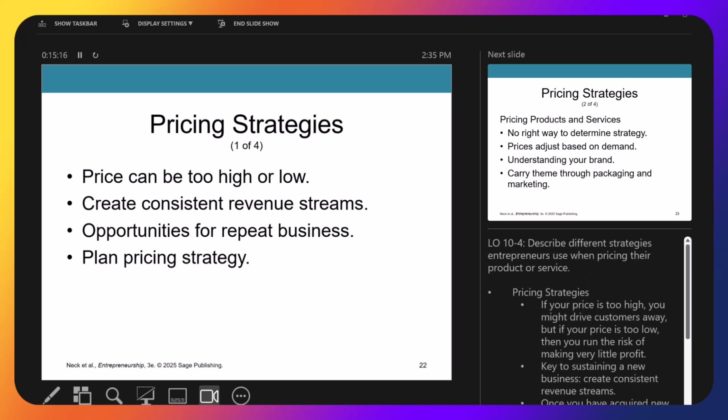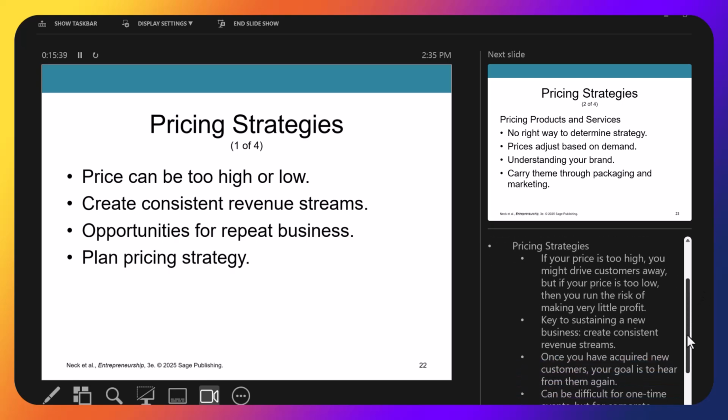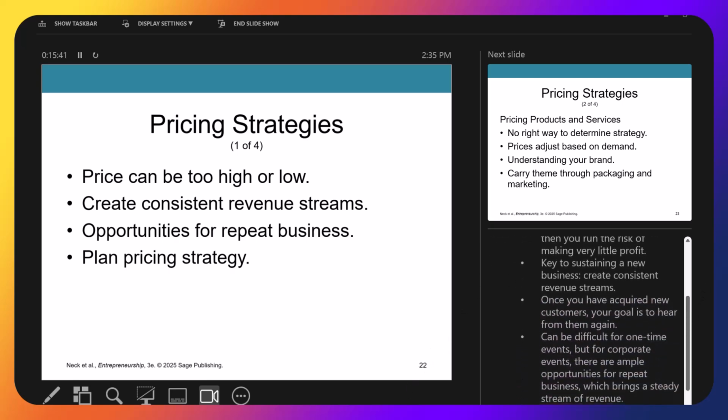Pricing can be too high or too low. Pricing strategies. So there are multiple pricing strategies. If you price something too high, you might drive customers away, and they may boycott and stop buying it. If you price it too low, you're losing money. You're not as profitable as you should be. Create consistent revenue streams. When you have consistent revenue streams, you have a good idea how the money's coming in each week, each month.